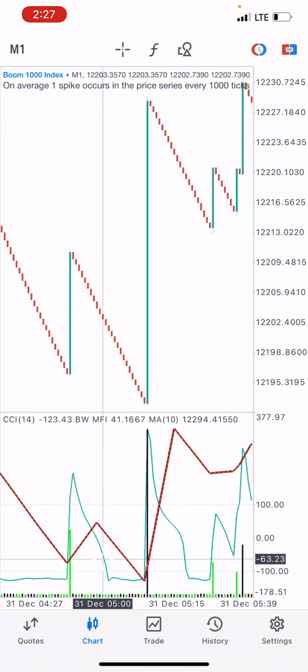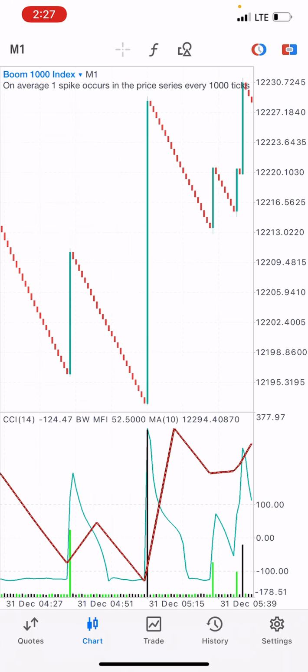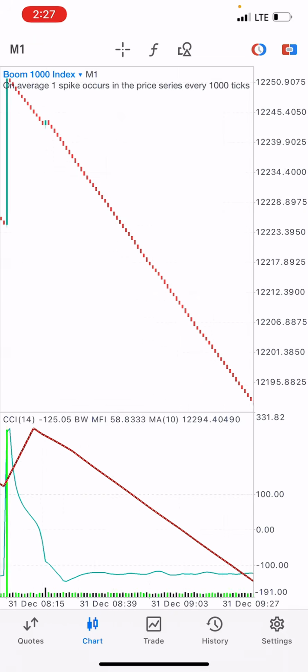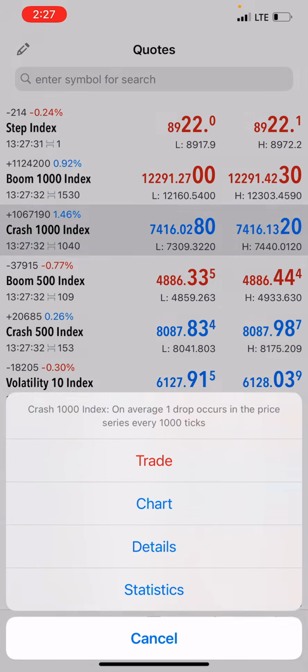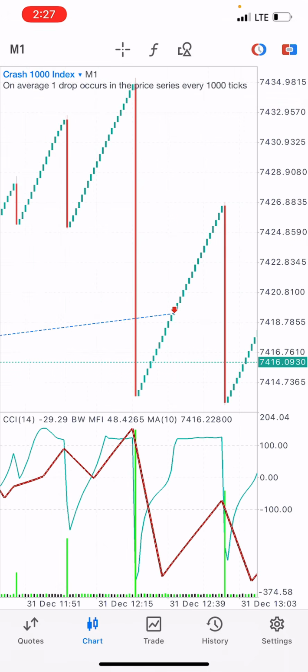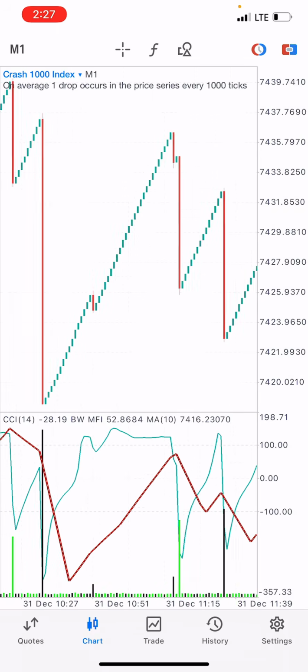Wait for the red moving average to cross below the green line, and then you will get a spike. You will catch the spike. That is what I'm telling you right now about this powerful strategy. Let's check it out on others like Crash 1000 Index. For the Crash 1000 Index, you are doing the inverse of it.